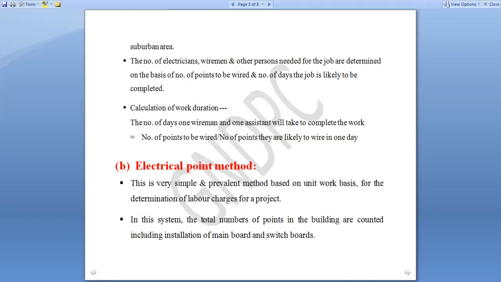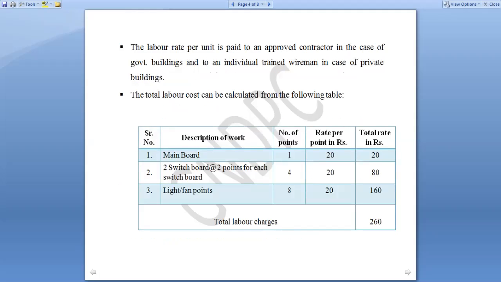The second method is the electrical point method. This is quite easy and the prevalent method, and is based on unit work basis for the determination of charges for a particular project. In this system, the total number of points in the building are counted. Total number of points in the building means the total number of points that are to be installed. The whole of the electrification work is counted in this. This will include installations of the main board, then the switchboards.